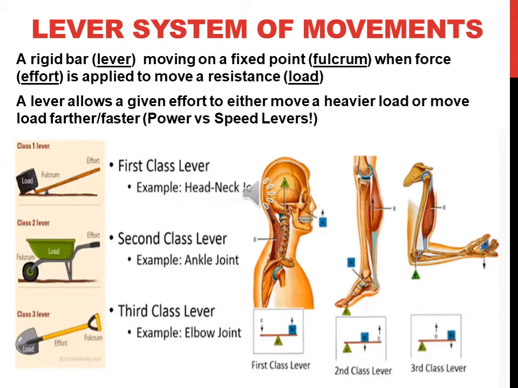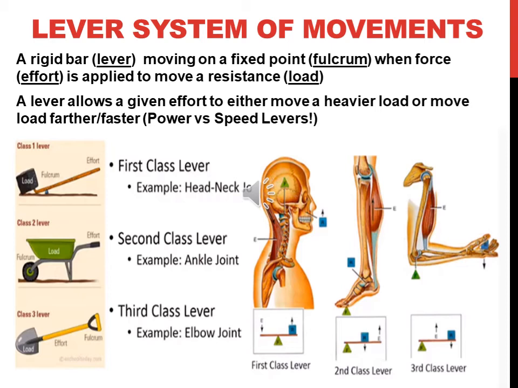We have 4 parts to our lever system of movement: lever, fulcrum, effort, and load. So it's a rigid bar, known as a lever, moving on a fixed point, your fulcrum, when force, which is the effort, is applied to move a resistance or a load. So a lever allows the given effort to either move a heavier load or move that load farther and faster. And that's the difference between a power versus a speed lever.